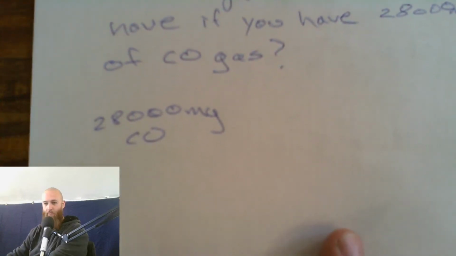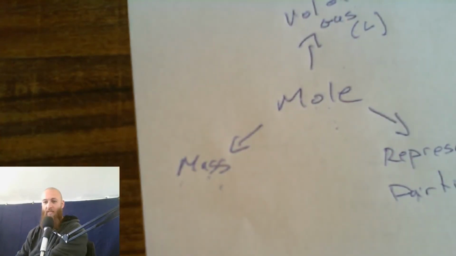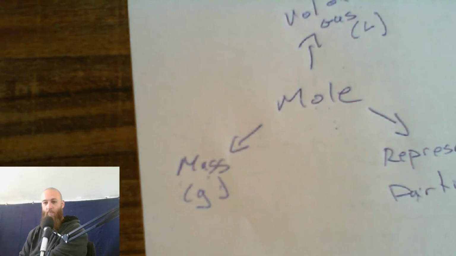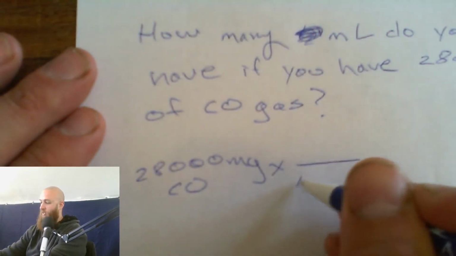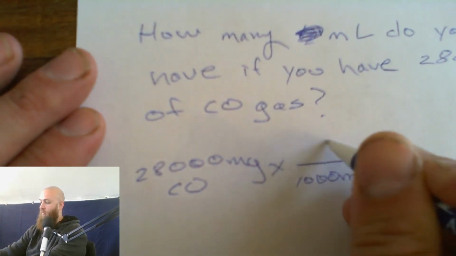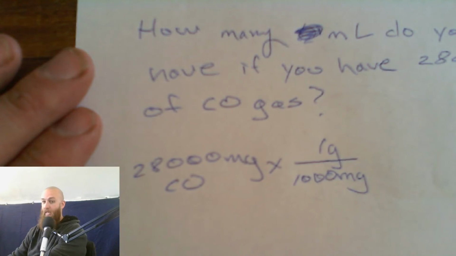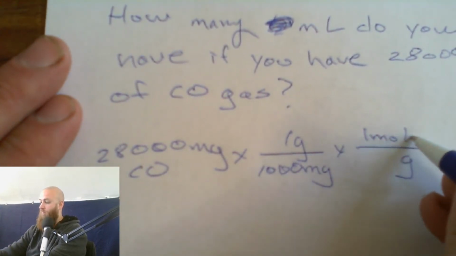So here we go. Let's get rid of milligrams and go to grams. The reason why I'm doing that is because to relate it to the mole, it must be in grams. Okay? All right, so let's convert this to grams first. Step 1, 1,000 milligrams to 1 gram. Okay? Next, let's get rid of grams, go to moles.